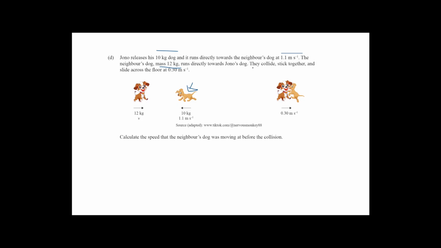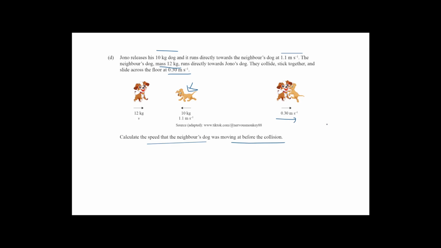Runs towards Jono's dog. They collide, stick together, and slide across the floor at 0.3 meters per second in that direction there. Calculate the speed of the neighbour's dog as it was moving before the collision.